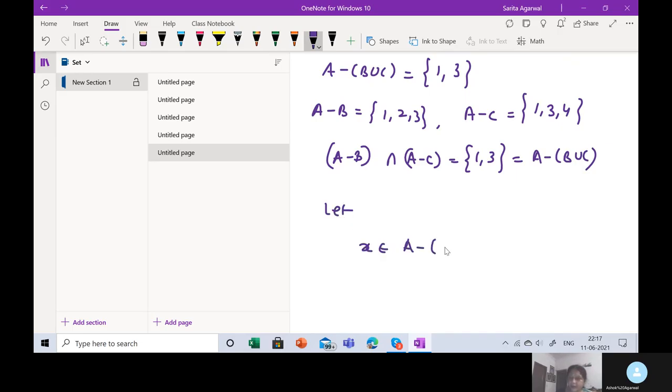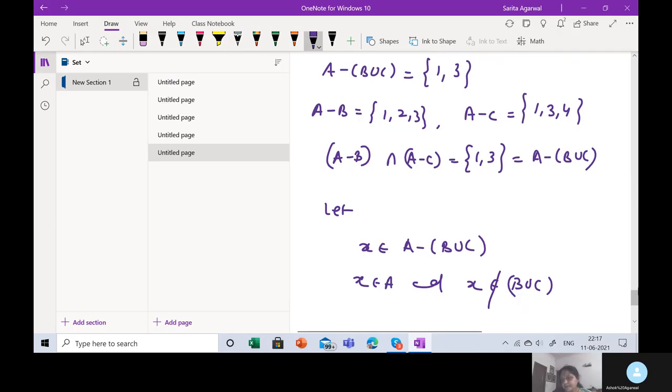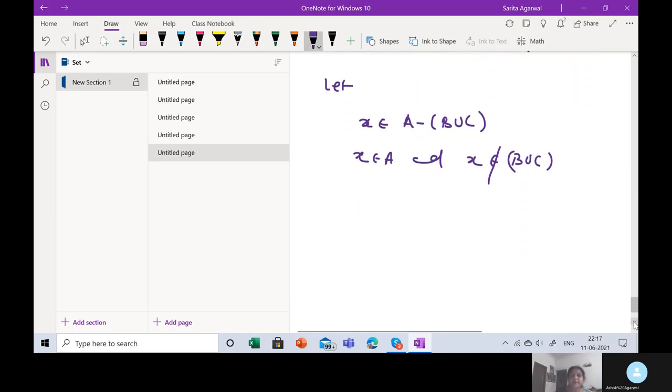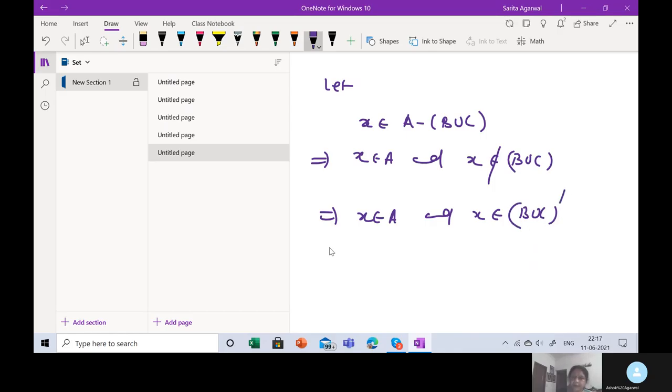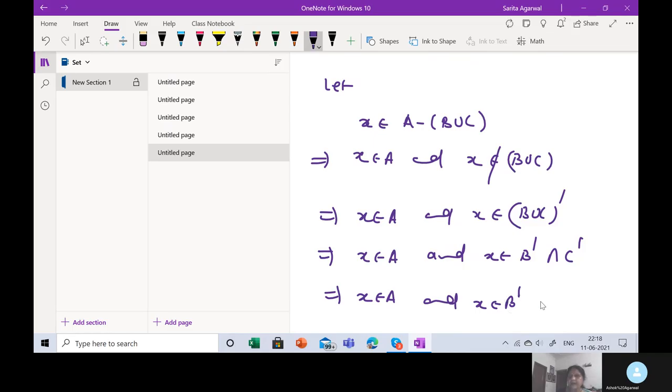Let X belong to A minus (B union C). Means X belongs to A and X does not belong to B union C. It means that X belongs to A and X belongs to (B union C) complement. According to De Morgan, we can write X belongs to A and X belongs to B complement intersection C complement. Means X belongs to A and X belongs to B complement and X belongs to C complement. So I can write this as X belongs to A and X belongs to B complement, and X belongs to A and X belongs to C complement, right?